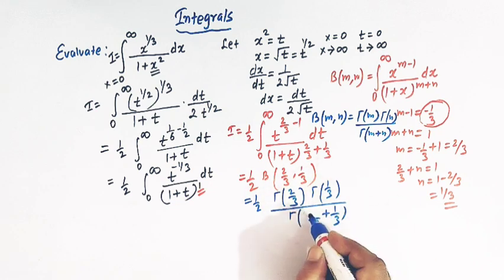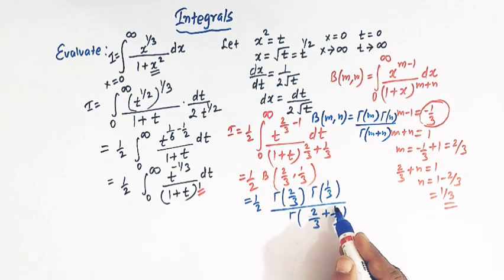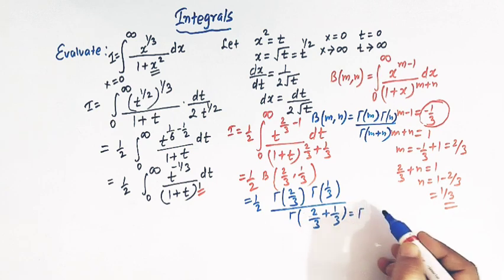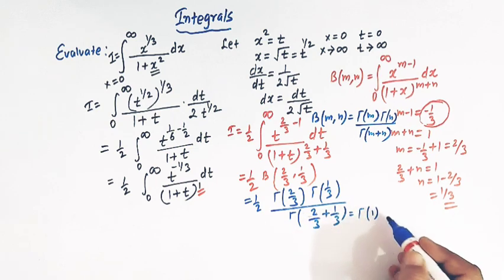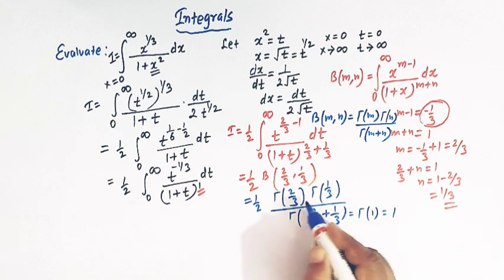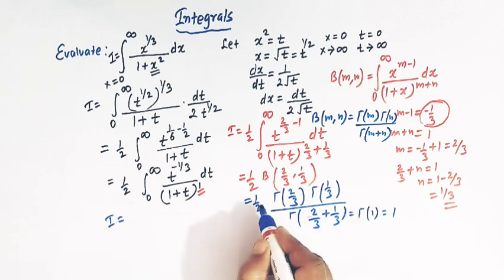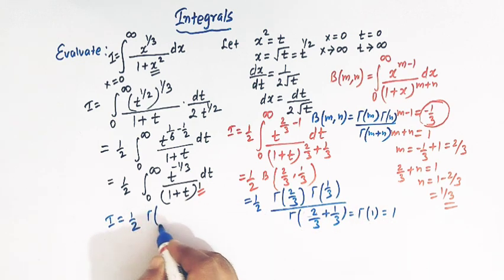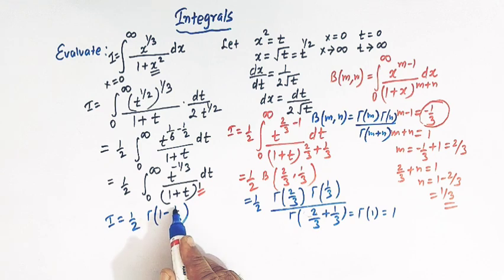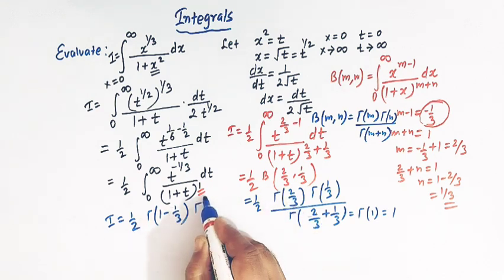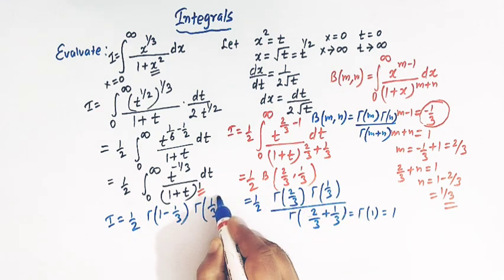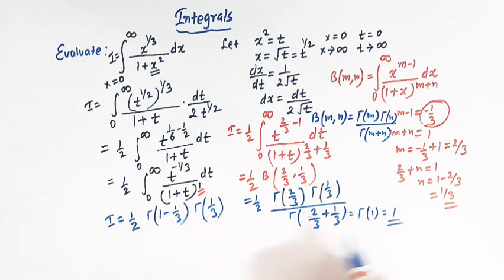Now 2 by 3 plus 1 by 3 is equal to 1. So we have gamma of 1. Gamma of 1 is simply 1. So I is now equal to half gamma of 2 by 3. 2 by 3 can be written as 1 minus 1 by 3. So gamma of 1 minus 1 by 3 times gamma of 1 by 3, and in the denominator we have 1, right? So now we have the value of I like this, right?